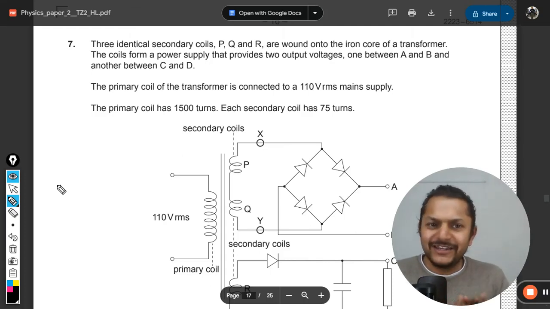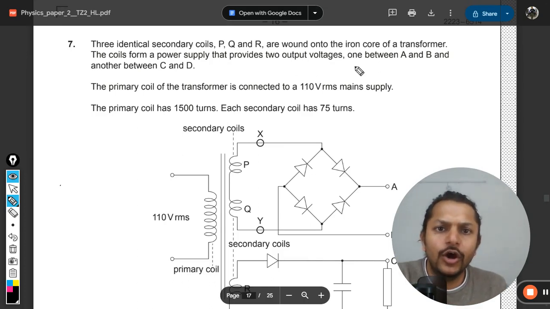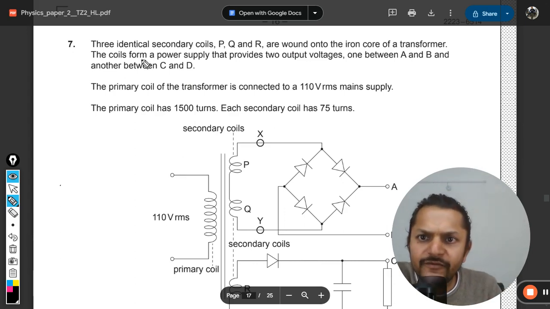Okay, dear student, let us see what is there in this question. Three identical secondary coils P, Q, R are wound onto the iron core of a transformer. The coils form a power supply that provides two output voltages, one between A and B, and another between C and D.